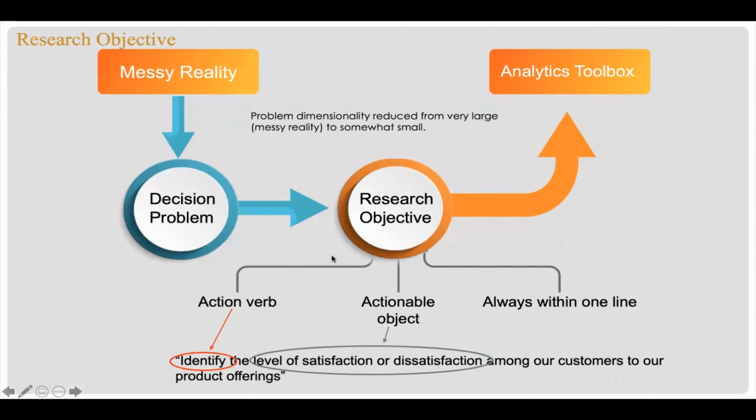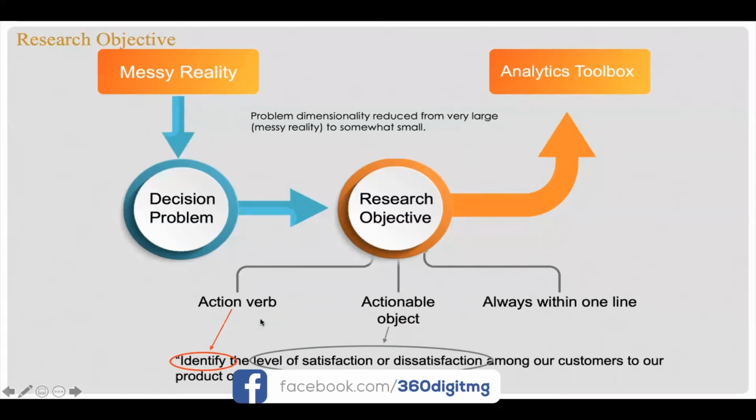All right, then whenever you come up with a research objective, you need to bear three things in mind. One is an action verb, right? Identify is an action verb. It's a verb. I mean, you need to know a little bit of English as well, right? Then an actionable object. What do you want to identify? Say you want to identify the level of satisfaction or dissatisfaction among our customers with our product offerings. It should always be in a single line. Action verb and actionable object are very important.